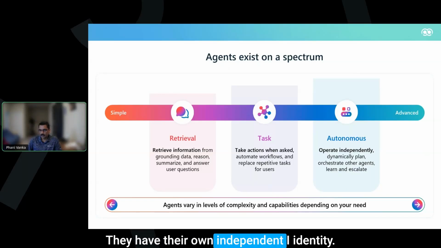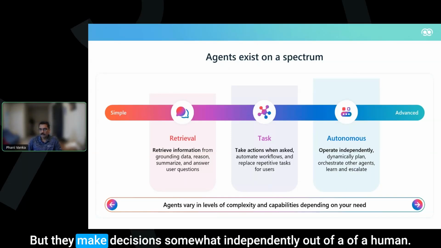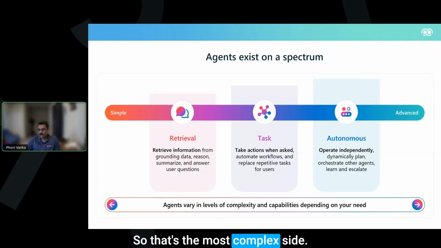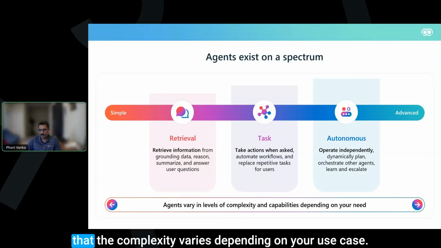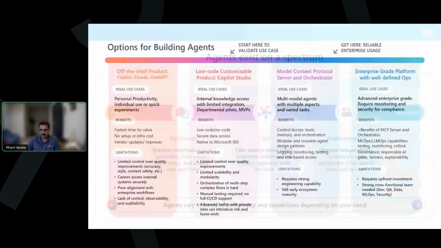They have their own independent identity. They don't necessarily always act on behalf of a user, but sometimes they do. But they make decisions somewhat independently of a human. So that's the most complex side. When we're talking about agents, just try to remember that the complexity varies depending on your use case.